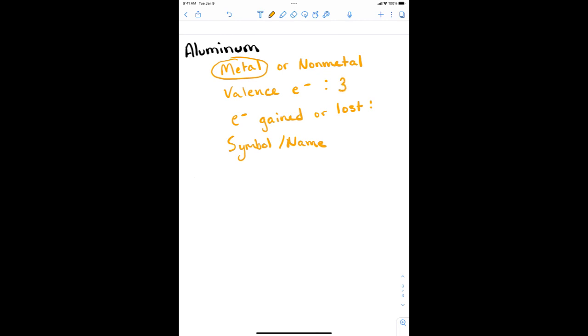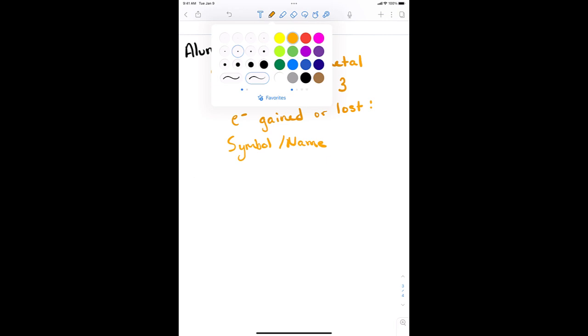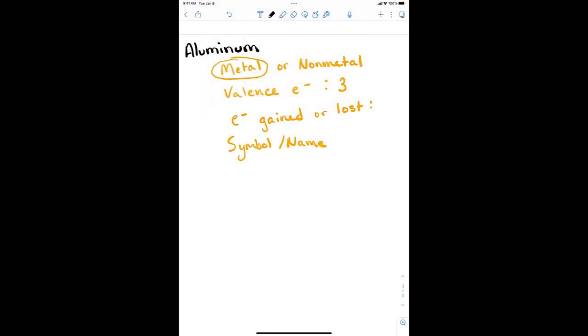So now we have to ask ourselves, okay, well, if it has 3 valence electrons, is it going to lose those 3? Or would it be easier for it to gain 5 to make that full octet? Well, 3 is going to be easier to lose than 5 is to gain, and so this is going to lose 3 electrons. So when we go to write the symbol for that, we would write Al because it's aluminum, and if it loses 3 electrons, it's going to have a 3 plus charge. We call that an aluminum ion.